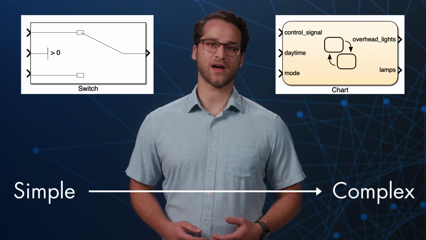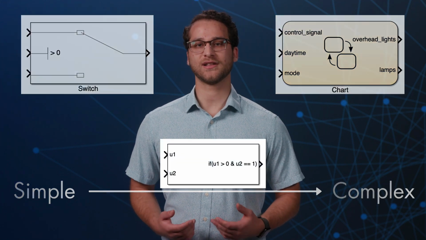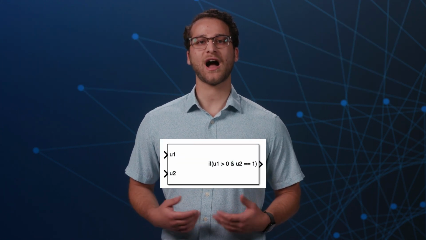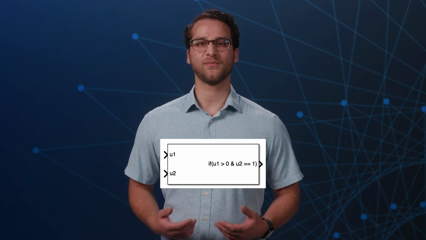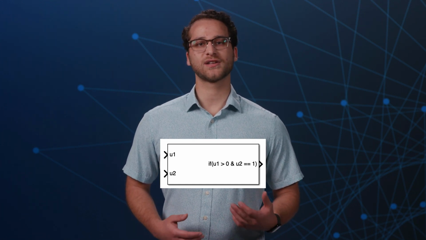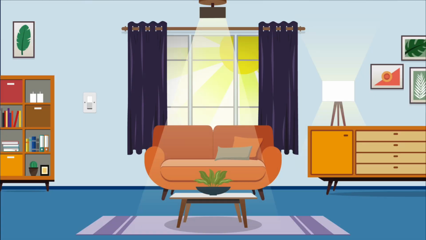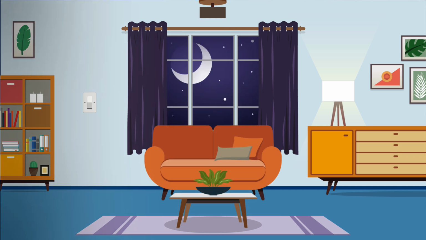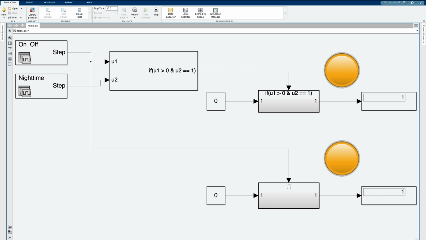The next step up in modeling more complex logic is the If-Else block. You have a high degree of freedom with this block, with the ability to model multiple inputs and actions. Consider a more sophisticated lighting system. Depending on the time of day, you may want different lighting configurations, such as the overhead lights to turn off when the sun goes down, leaving on just the lamps.